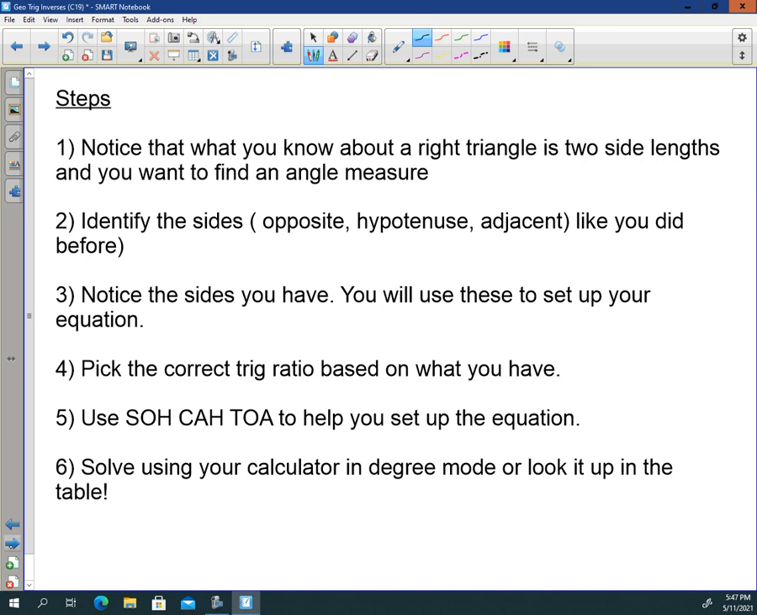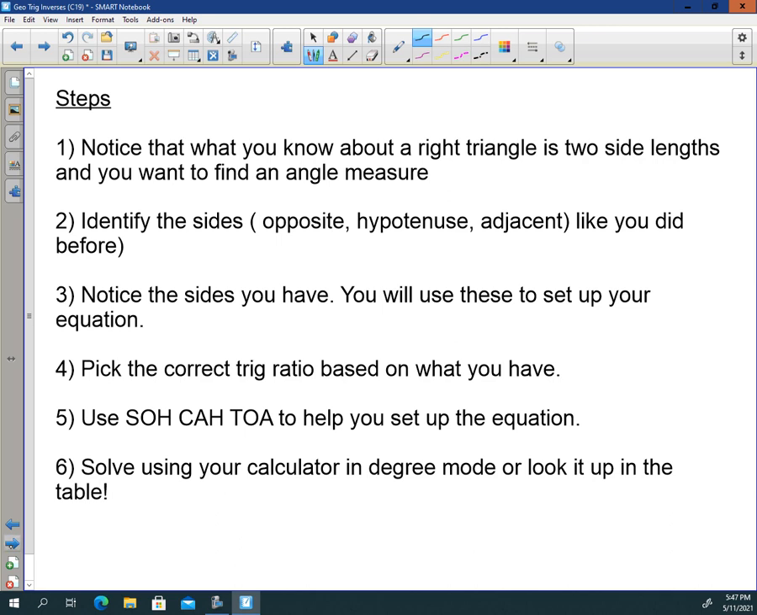Step 1, notice what you know about a right triangle is two side lengths, and what you want to find is an angle measure. Identify the sides, opposite, hypotenuse, adjacent, just like you did before. Notice the sides that you have, and this will help you set up your equation. Pick the correct trig ratio based on what you have.